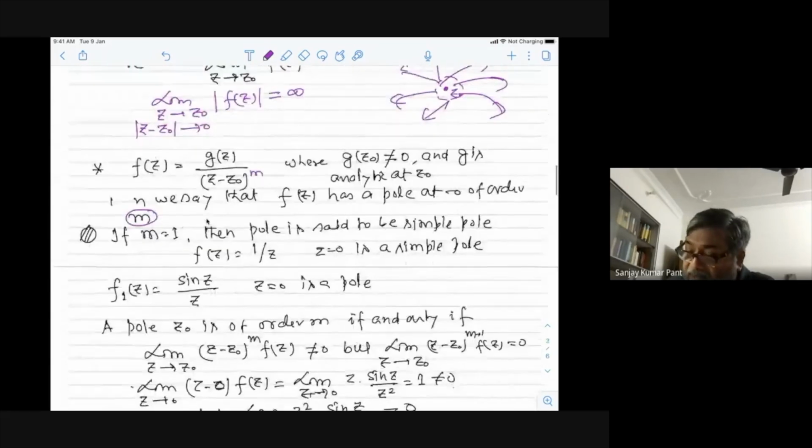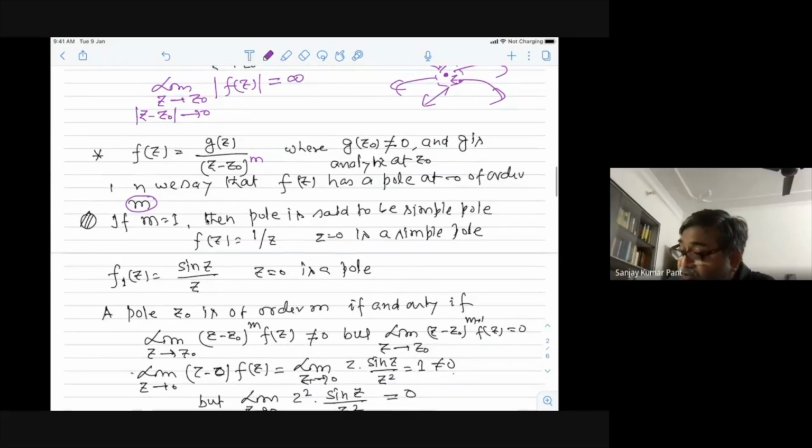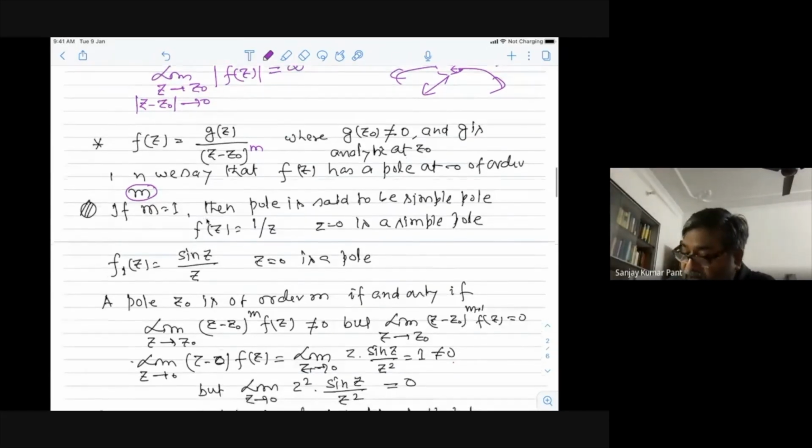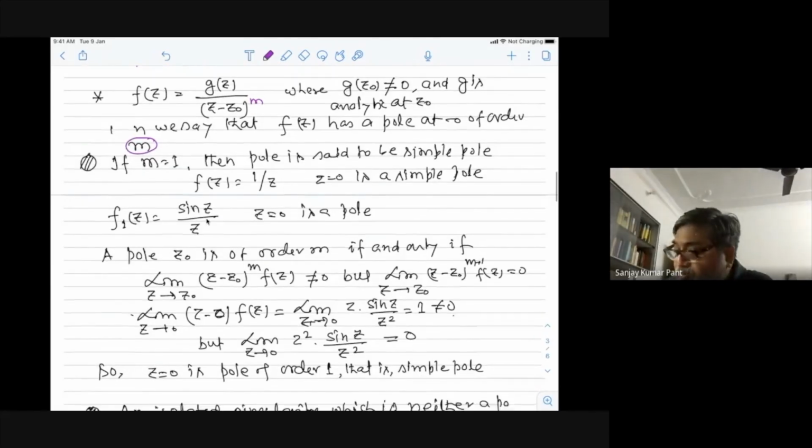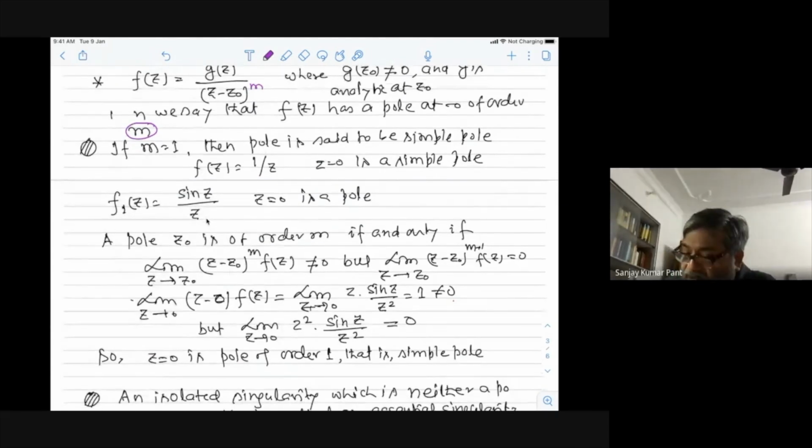So this is about poles. If f(z) has a pole of order m at the point z naught, then f(z) can always be expressed in the form g(z) upon (z minus z naught) to the power m, where g(z) is not zero at z naught and it is analytic at z naught. And if m is equal to 1, then it is called a simple pole, a pole of order 1. So sin z upon z square, where z equals 0, is again a pole of order 1.